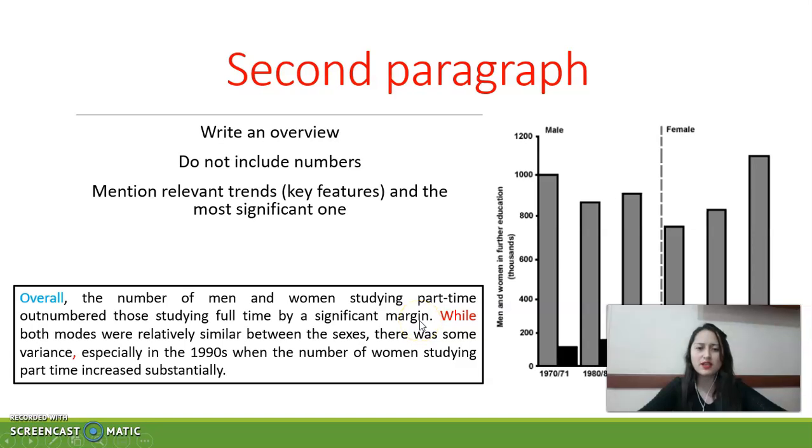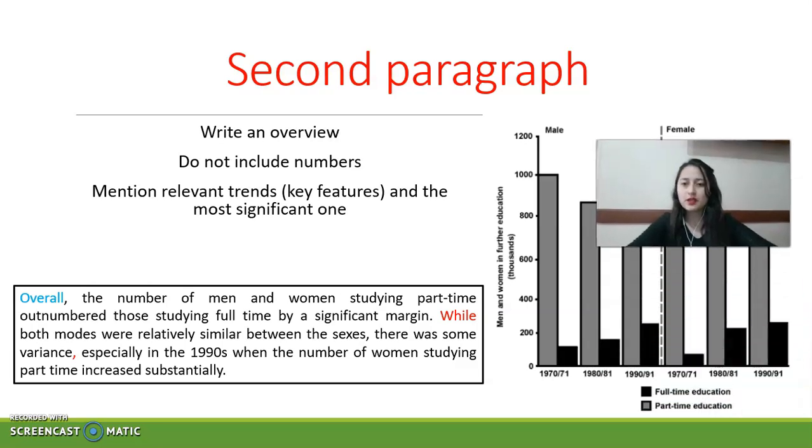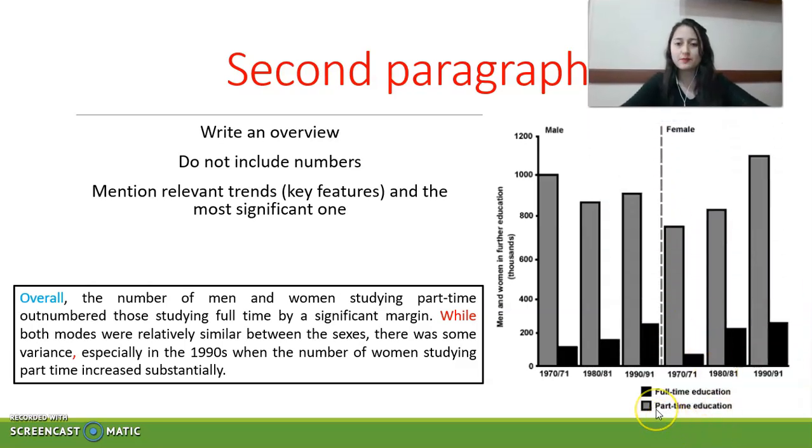So let's take a look at that. Part-time, it's the gray part, and full-time is the black part or the black graph. So we can say the number of men here and women studying part-time, the gray part, yes, outnumber, so was bigger than those studying full-time.